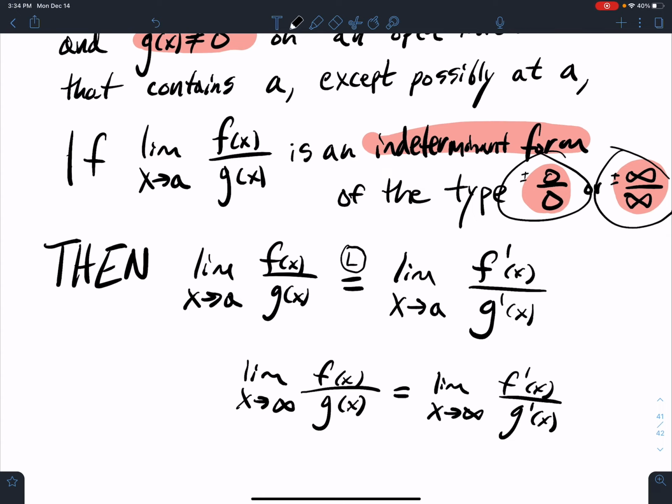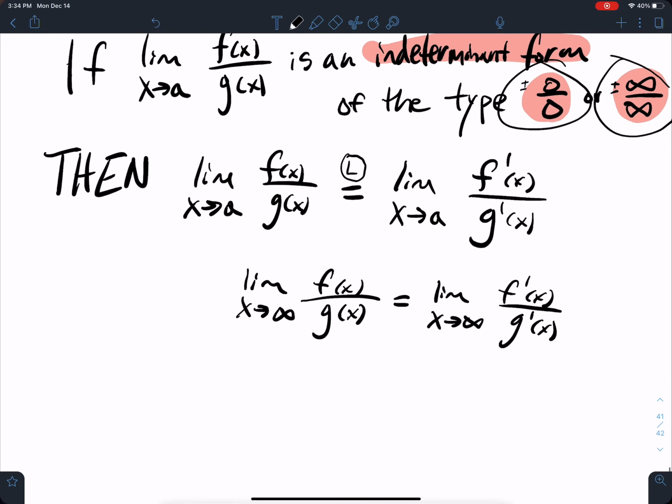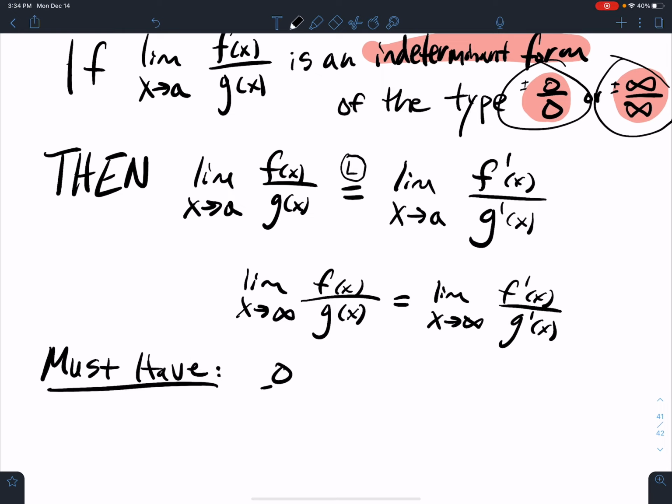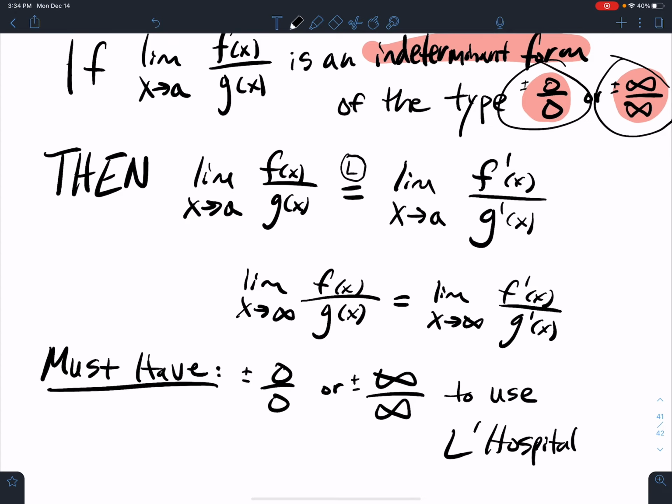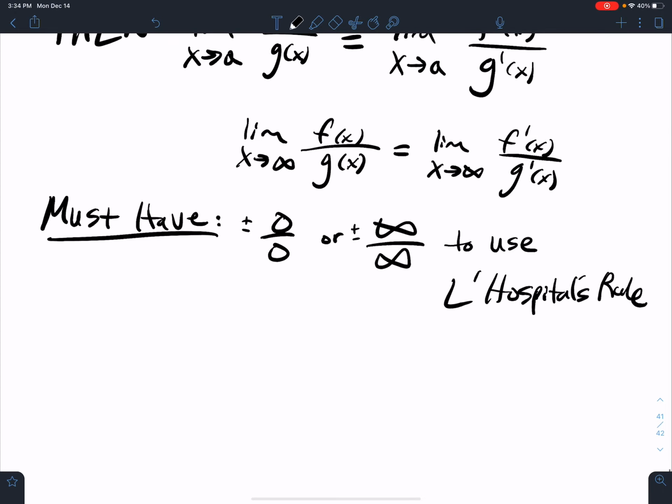Indeterminate form means that when you evaluate the limit, we cannot determine the answer without further explanation. So when you plug it in, you must have 0 over 0 or infinity over infinity. You've got to have one of those in order to use L'Hopital's. All right, so let's do a problem where we use L'Hopital's. Here's an example.